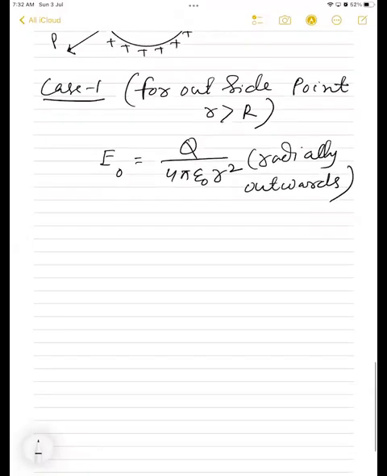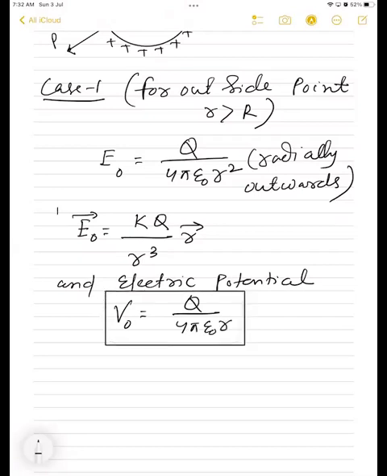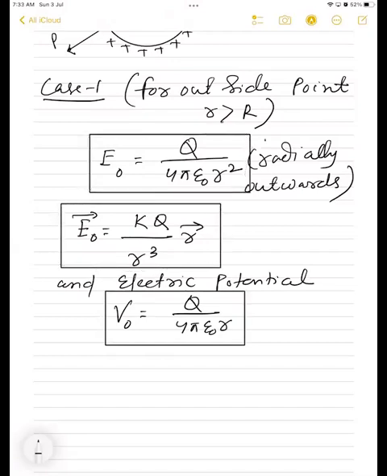In vector form, E = kQ divided by r cubed into r vector. And the electric potential outside is V = kQ/r, that is Q by 4 pi epsilon naught into r, which you have already studied in the capacitor chapter. From the potential, you can calculate the electric field.